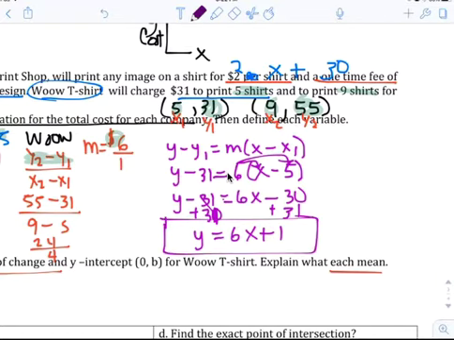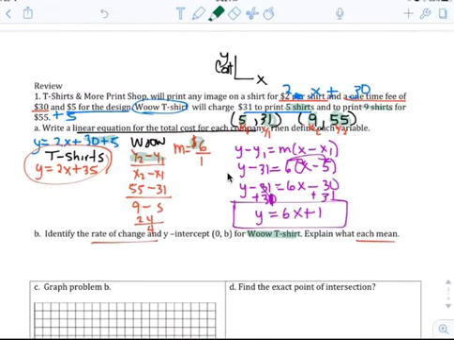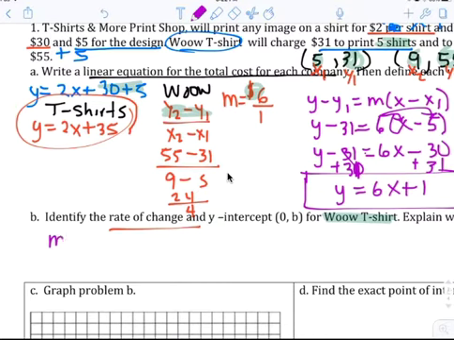No, it's a month and a half. Woo shirt. Okay, the rate of change, M, for Woo shirt is 6, which means $6 for 1 shirt, for each shirt.